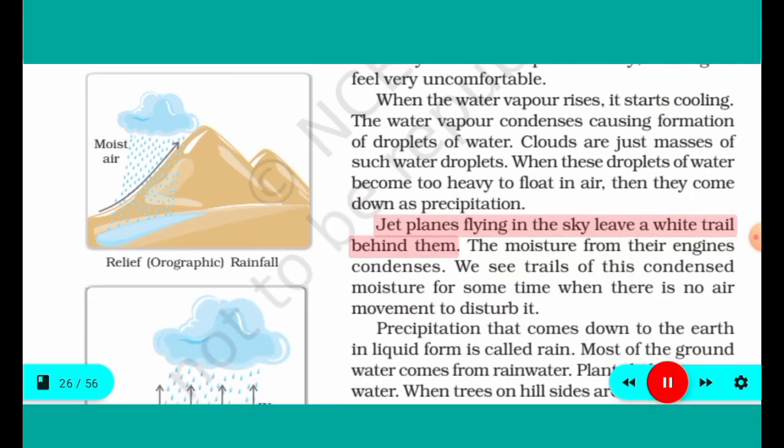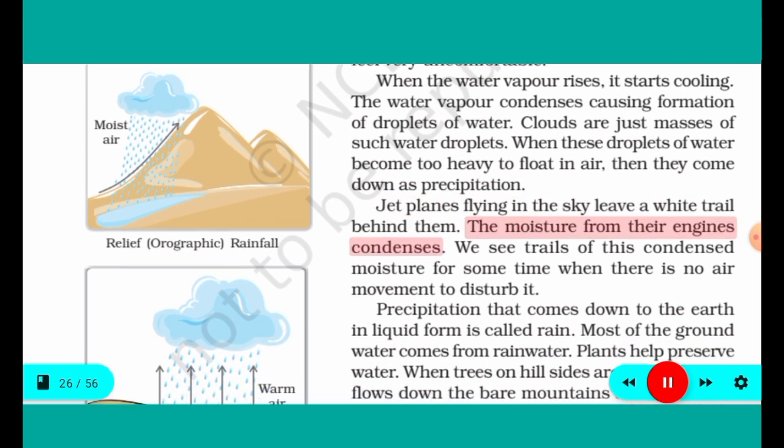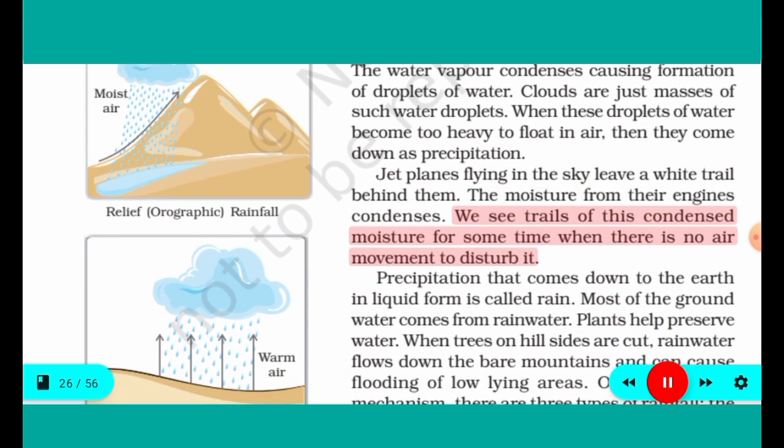Jet planes flying in the sky leave a white trail behind them. The moisture from their engines condenses. We see trails of this condensed moisture for some time when there is no air movement to disturb it.